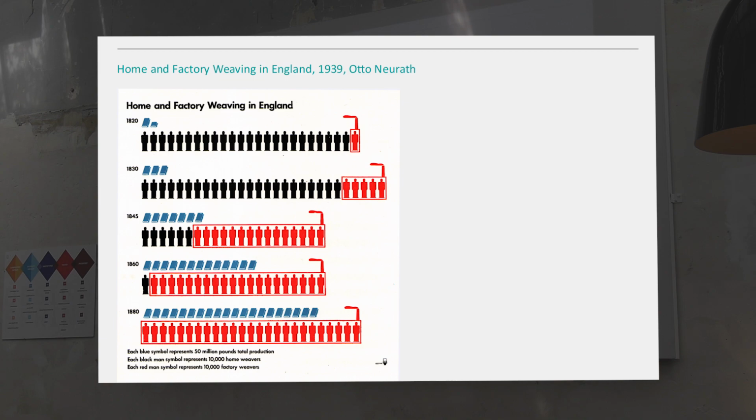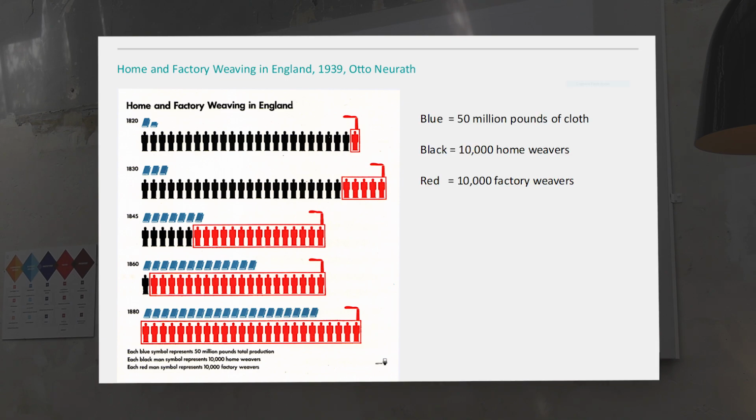And the key to explain all of this is at the bottom. But you can basically see it without looking too hard at the numbers. You can turn it into numbers. Those blue symbols that represent the cloth, each blue symbol represents 50 million pounds of cloth. Black symbols represent 10,000 home weavers. The red, 10,000 factory weavers. So you can see that over this time period, the number of weavers actually does decrease, but the home weavers are completely subsumed by the factory.